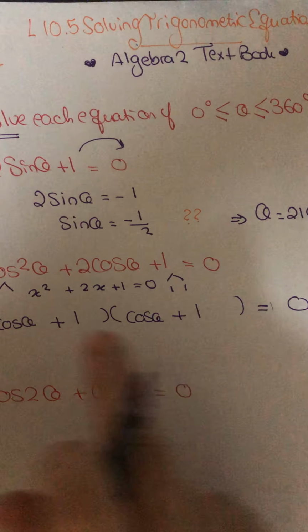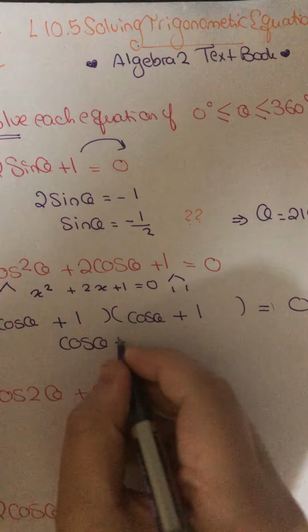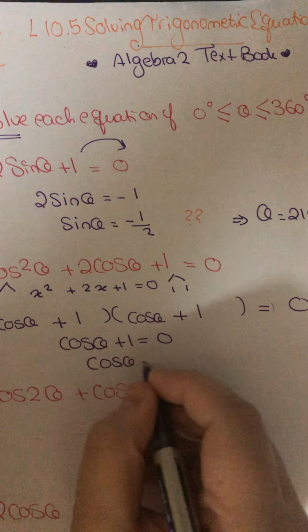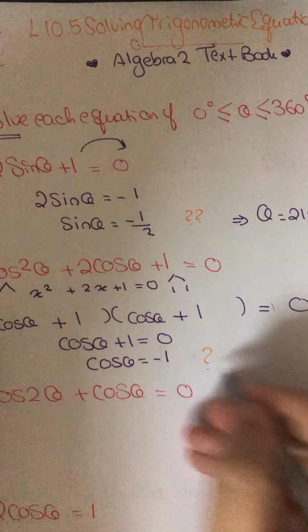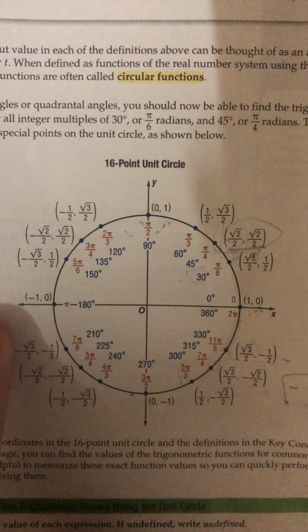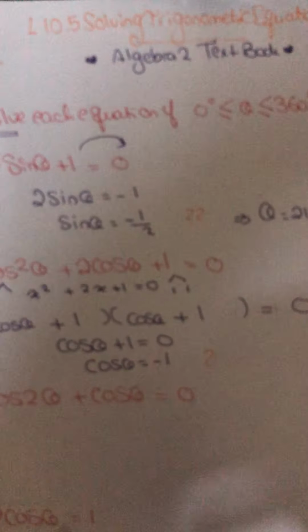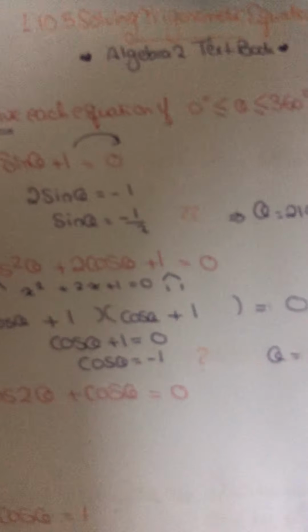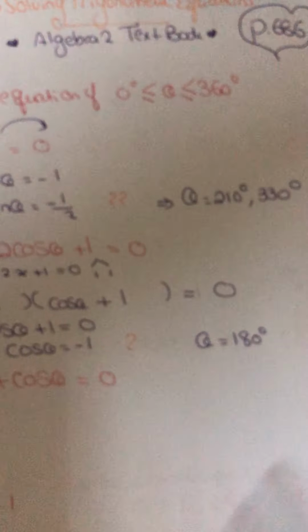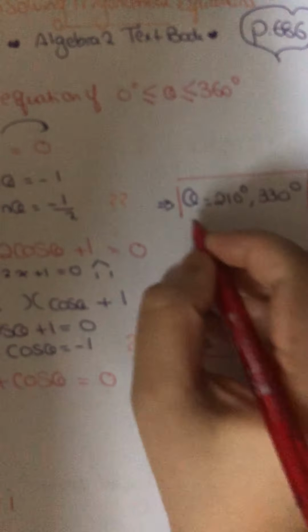So the zero product property says either this is equal to 0 or this is equal to 0, but they're the same. So I have cosine theta plus 1 equals to 0, so cosine theta equals to negative 1. And the question is, when is cosine theta equal to negative 1? On the unit circle, it happens once. When here cosine theta is equal to 1, cosine theta is equal to negative 1. Only once. Okay, so at 180 or pi. So you will have to add that theta is equal to 180 degrees. Okay, so this is the answer. And here 210, 330 is the answer.